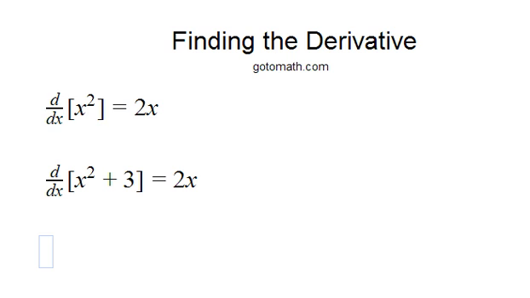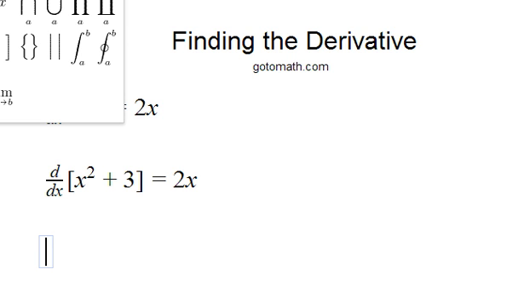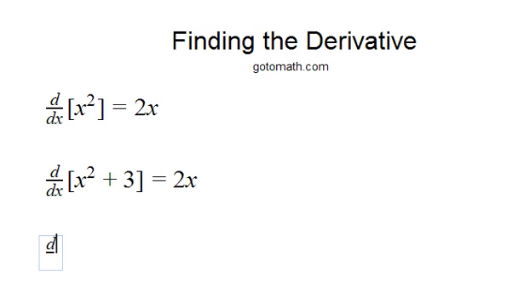Okay, let's do some more here. Let's say we're going to take the derivative of, this time, 2x raised to the third, plus 5. So we want to take the derivative of 2x cubed plus 5.